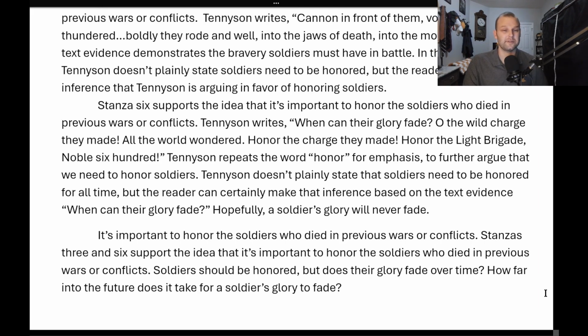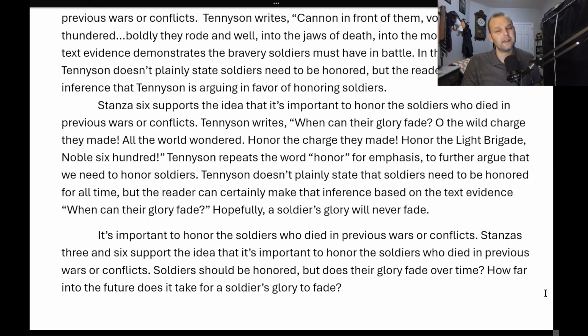Stanza 6 supports the idea that it's important to honor the soldiers who died in previous wars or conflicts. Okay, so this whole second body paragraph is going to describe how stanza 6 supports the main theme. Tennyson writes, quote, "When can their glory fade? Oh, the wild charge they made. All the world wondered. Honor the charge they made. Honor the Light Brigade. Noble 600." Tennyson repeats the word honor for emphasis, to further argue that we need to honor soldiers. That's just analysis. We're not giving our opinion, we're just analyzing the text.